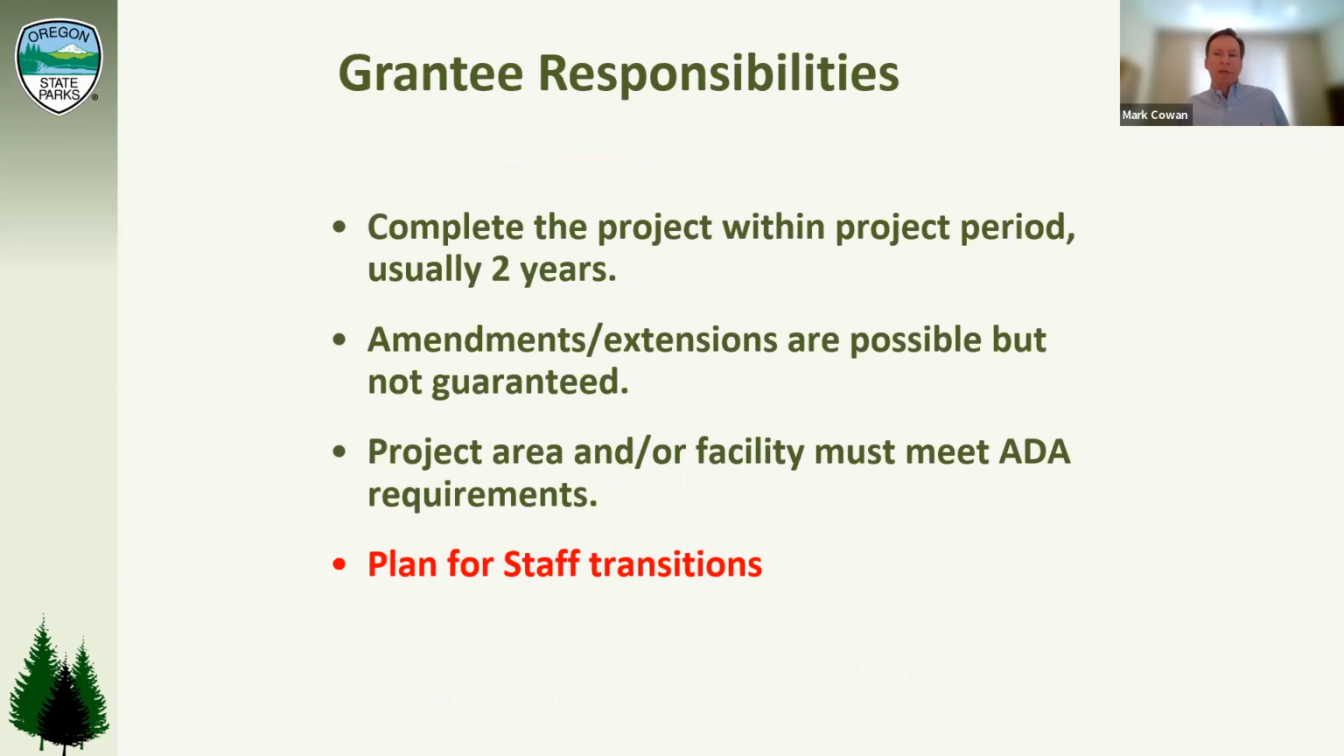You will have a 2-year window to complete your project. Once you receive your notice to proceed letter, that starts the 2-year clock ticking. If you run into any kind of time constraints at the back end, amendments and extensions are possible, but they're not necessarily guaranteed. You'll want to be giving us warning of that through your progress reports before you come up against that. And if you do need an amendment or an extension, particularly an extension, you want to request those at least a month before your end date, so we have time to process that.